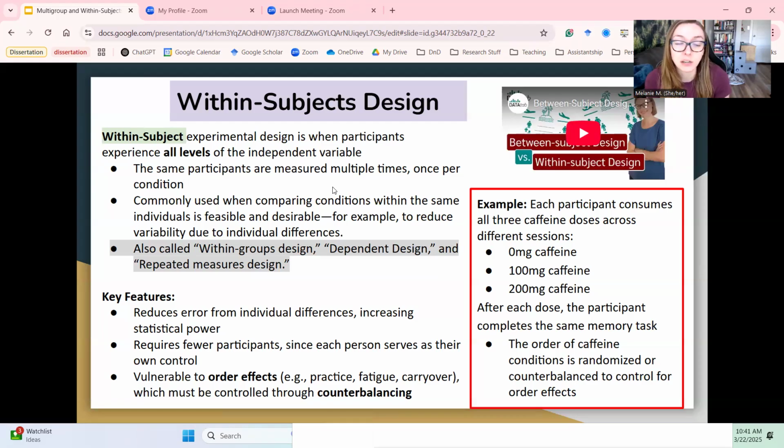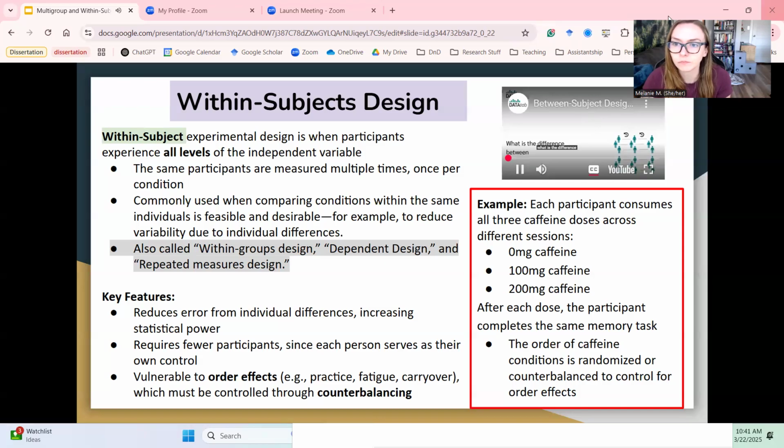It is particularly vulnerable to order effects, though, whereas between subjects, we really don't have to worry about order effects. Within subject design, you do have to worry about order effects. So what we just talked about, those practice, fatigue, carryover, and they need to be controlled through counterbalancing.